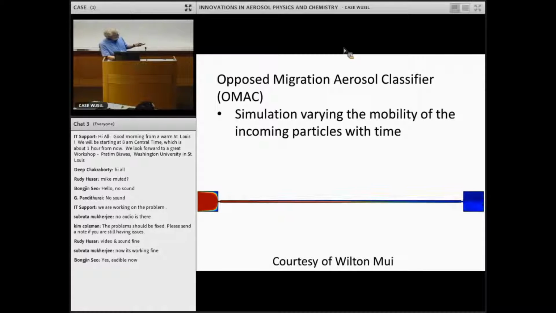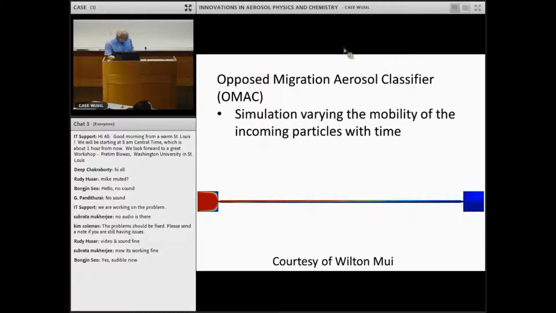This is something that I received in the mail just yesterday from one of my students doing a design of a new version of this instrument for a particular application, showing what happens as you sweep through sizes of particles going through one of these classifiers. And they go from particles being lost to the upper electrode to particles being lost to the lower electrode as we continuously scan.